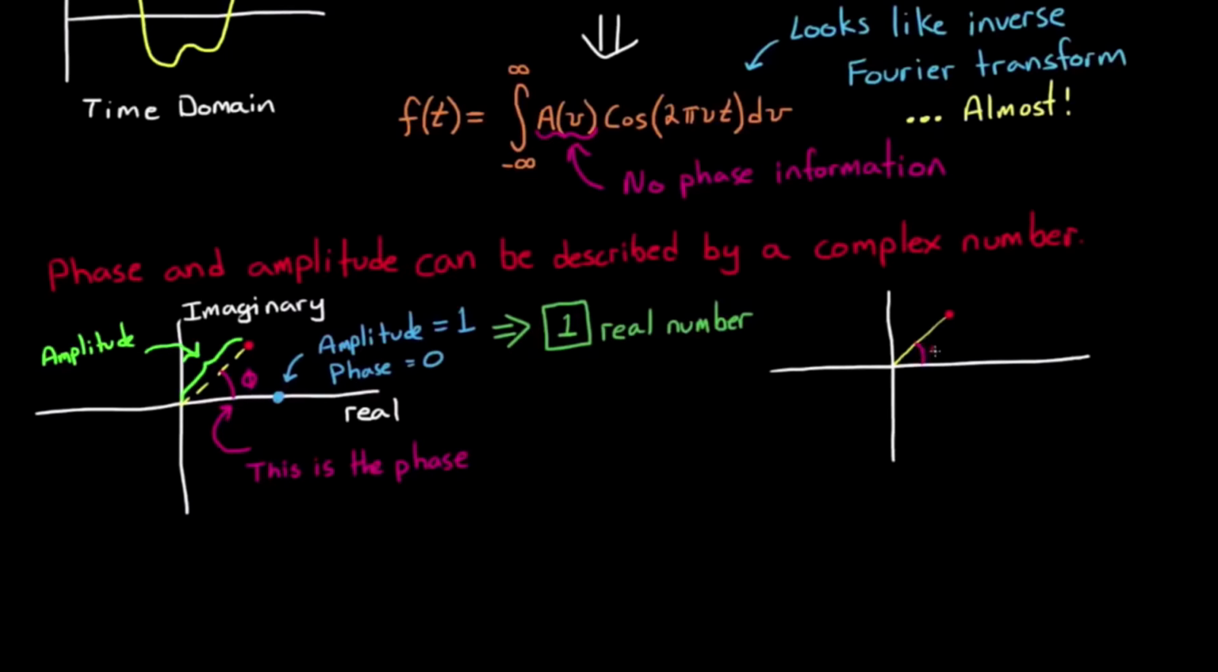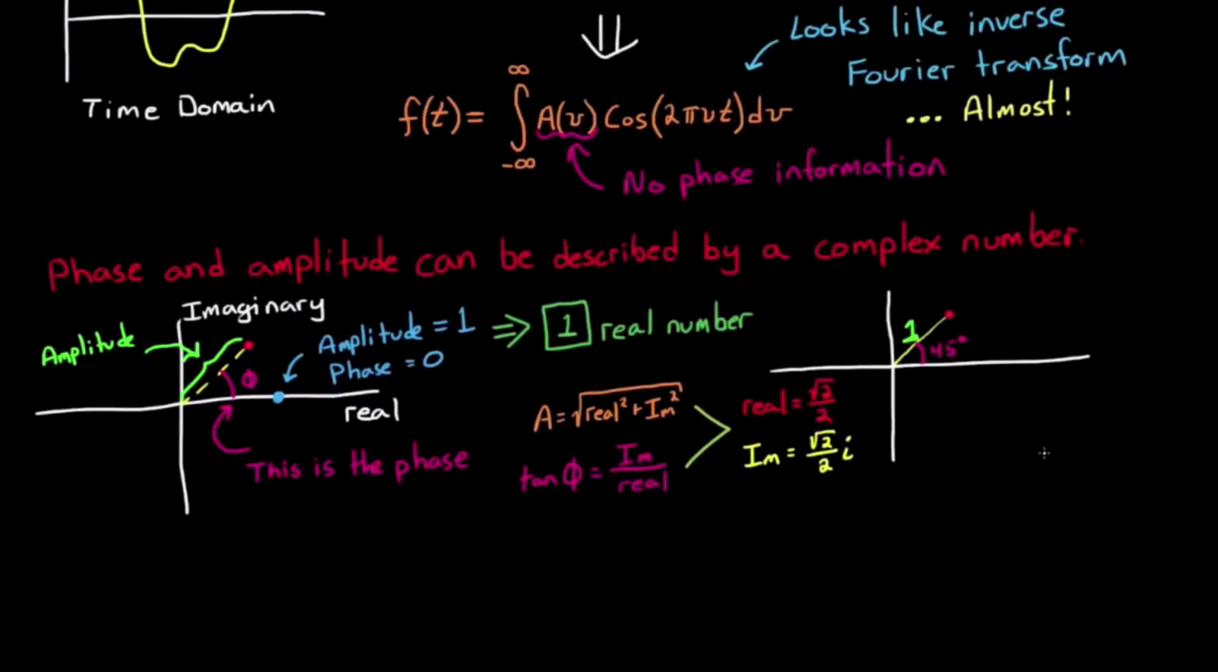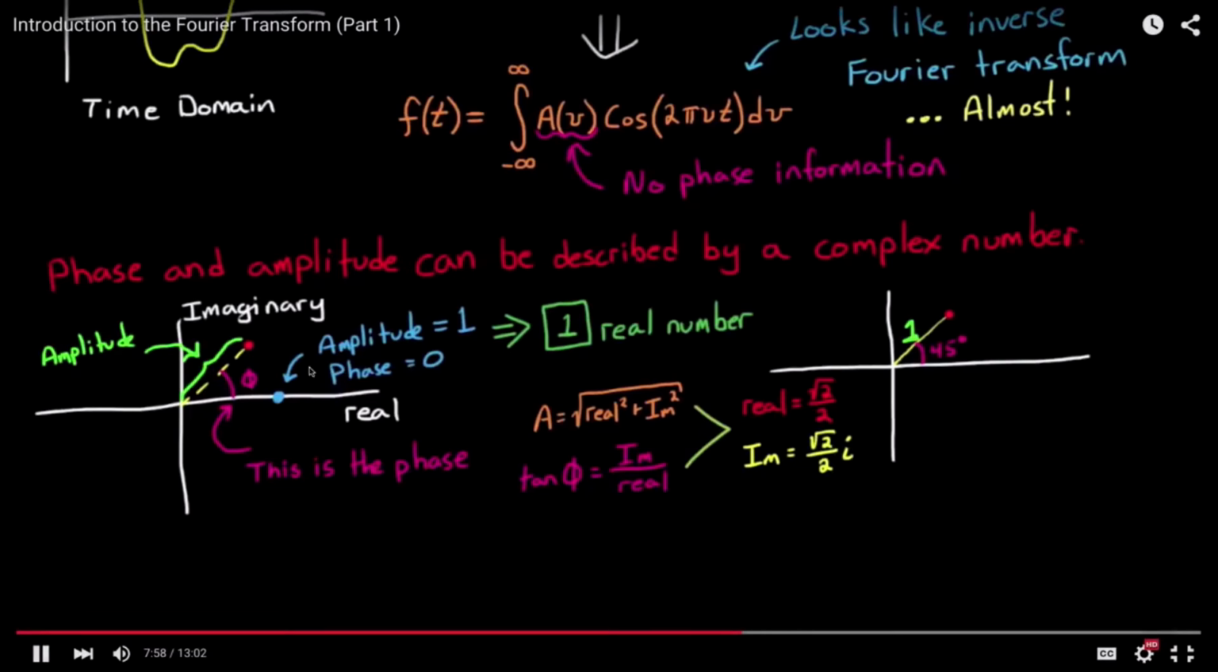But for this next example, we're going to say that the sinusoid has a phase shift of 45 degrees and an amplitude of 1. And finding where this red dot is on the real imaginary plane is pretty straightforward. The amplitude is the hypotenuse of the right triangle, and the tangent of the phase is the imaginary part over the real part. And solving for these two equations gives us the square root of 2 over 2 for both the real and imaginary components.